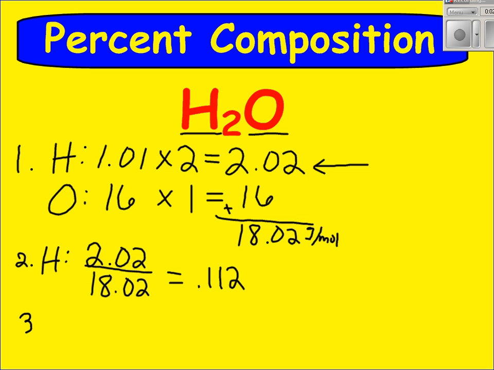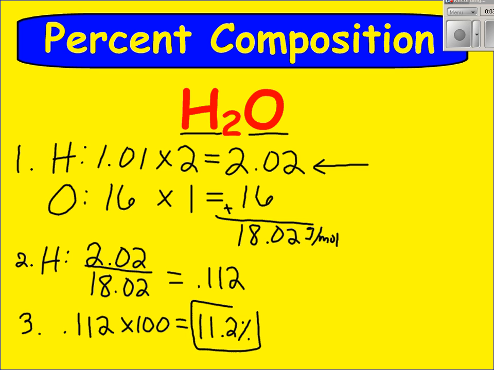My final step is to take that number and multiply by 100 to turn it into a percent. 0.112 times 100 equals 11.2%. What that means is that out of our compound water, 11.2% of it is hydrogen. Now that was for hydrogen. Let's go back and do it for oxygen.